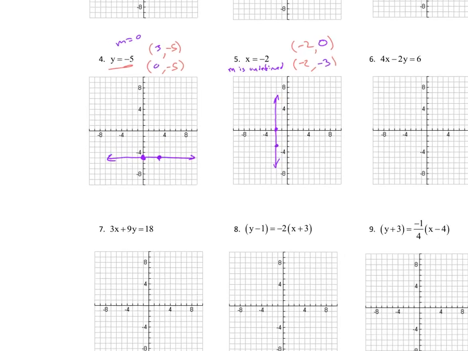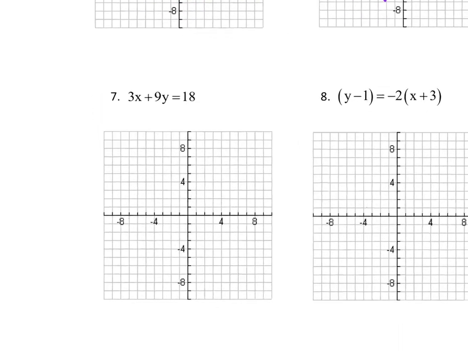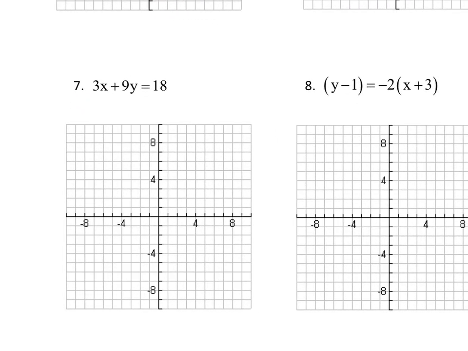Alright, let's look at a problem like 7. 7, 3x plus 9y equals 18. That is standard form. We call that standard form. And that's if you want ax plus by equals c. That's kind of the formula for standard form. But what we like to do for standard form is graph the x and the y intercept. Alright, and so once again, I have 2 points that I'm going to create out of this equation.